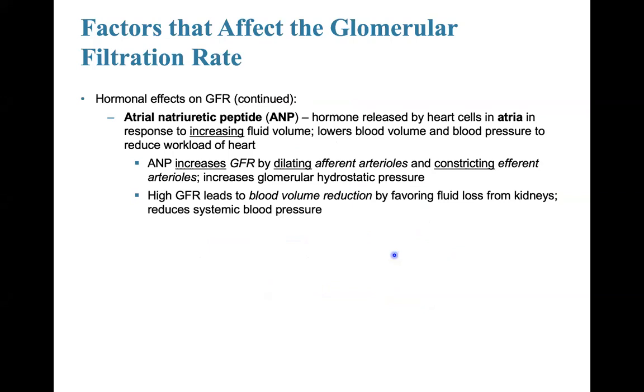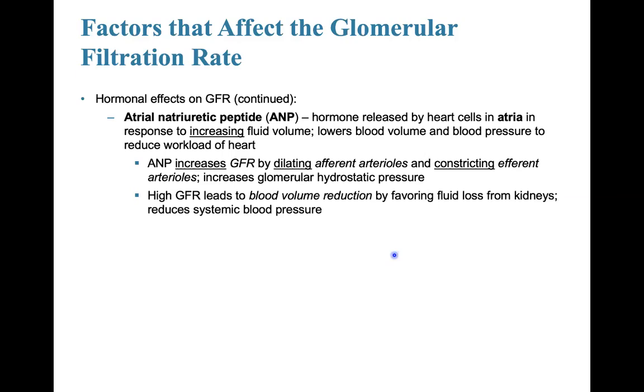Now, the heart can also release a hormone referred to as atrial natriuretic peptide. And this is in response to increasing fluid volume. ANP will lower blood volume and therefore blood pressure to reduce the workload on the heart. ANP increases the GFR by dilating the afferent arterioles and constricting the efferent arterioles. This increases the glomerular hydrostatic pressure.